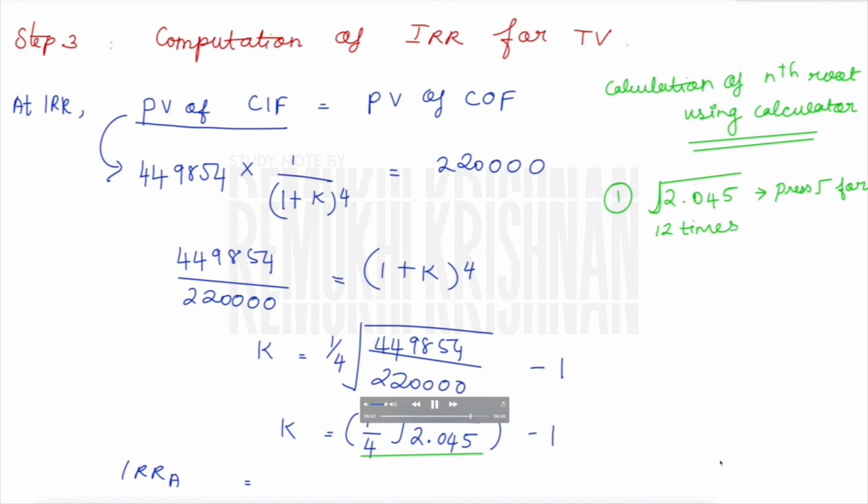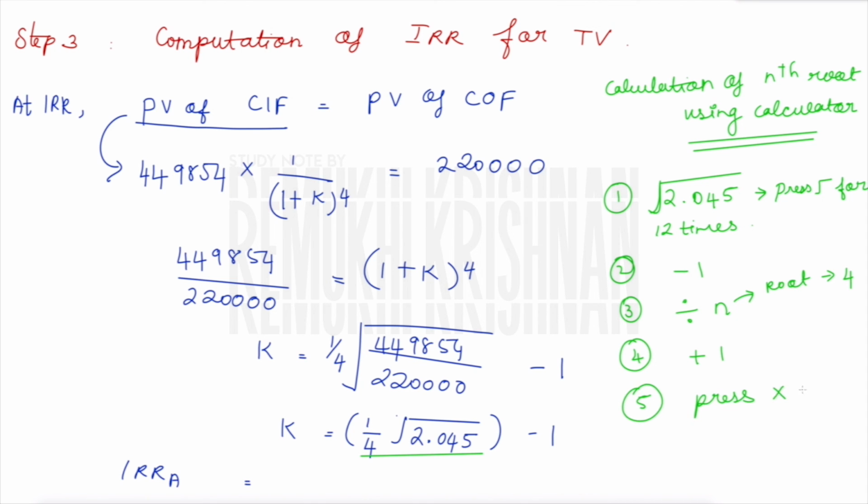So I'm just going to subtract 1 from the value arrived in step 1, and after that I'm just going to divide by n, that is n is nothing but your nth root. Here the nth root is nothing but 4, right? So I'm just going to divide the value by 4. Now I will be adding back 1, and finally I will be pressing equal to sign for 12 times, with which I will be arriving with my answer. It is nothing but 1.1958. So 1.1958 minus 1 is equal to 19.58 percentage. So this is my IRR for project A.